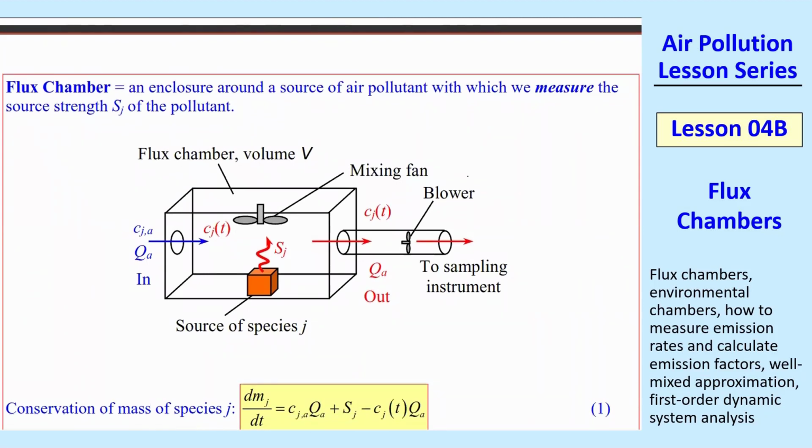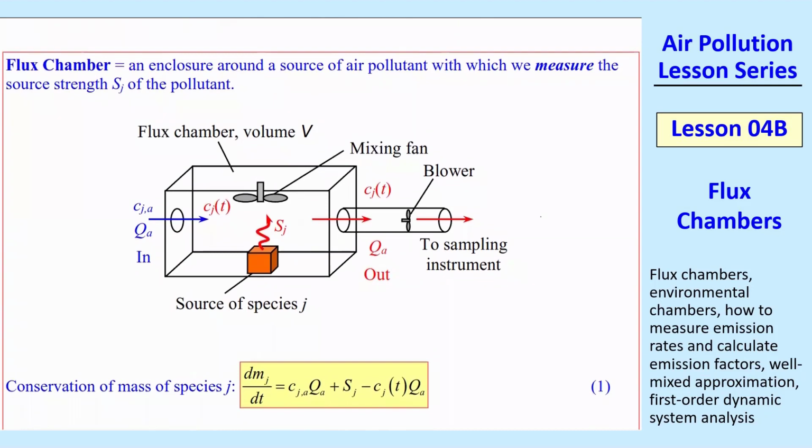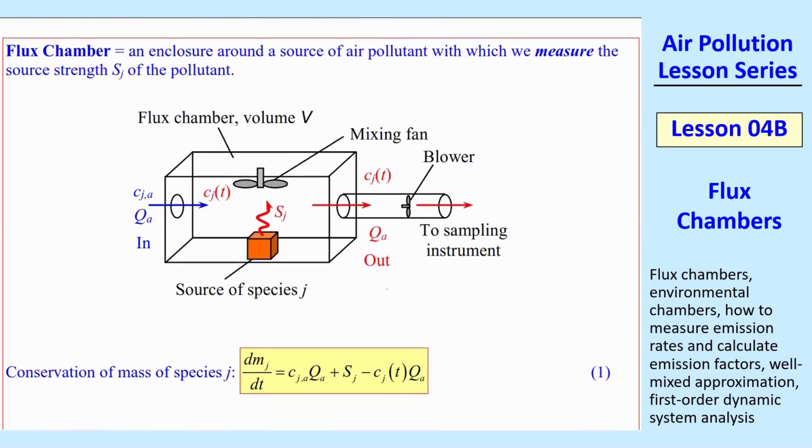The way it works is you build your box, and when I say box, I've seen these actually be nothing more than a plastic bag around something. As long as you have some source inside, something that's causing the air pollutant, as we can see there, and then you have some flow coming in. So QA is the ambient air, and there's a CJA of the ambient air coming in, and then you have a blower of some kind taking the air out, and that air will be contaminated by the source.